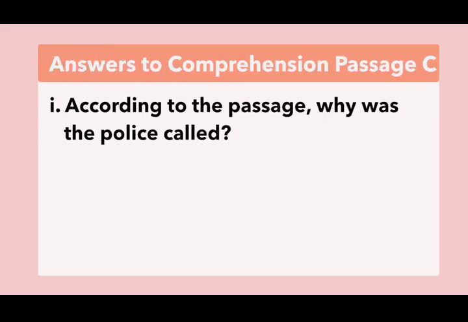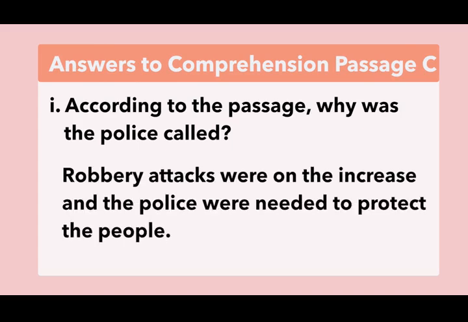Here are the answers to comprehension passage C. The first question was, according to the passage, why was the police called? The answer to that is, robbery attacks were on the increase and the police were needed to protect the people.